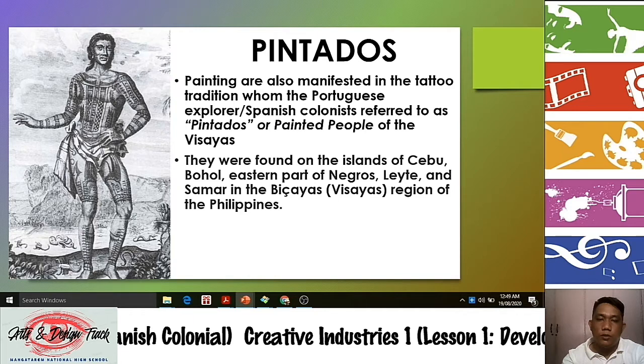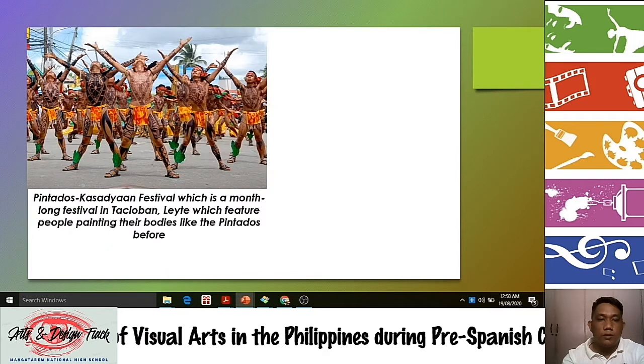The picture on the left is Prince Giolo, a tattooed tribal man who was purchased as a slave in Mindanao and became a part of public exhibition in England, making him a living artwork. The Pintados Kasadyaan Festival is a month-long celebration in Tacloban, Leyte, which features people painting their bodies like the pintados before.